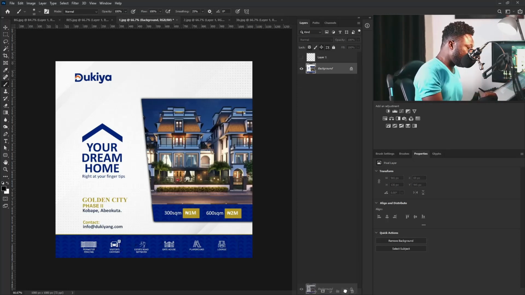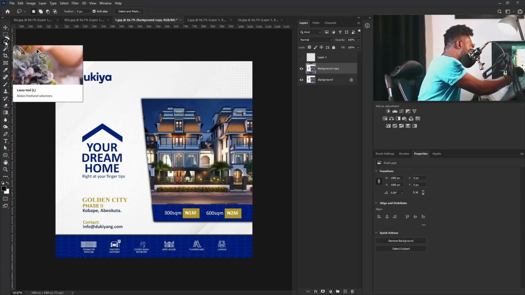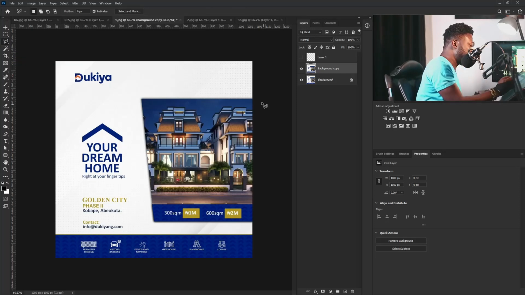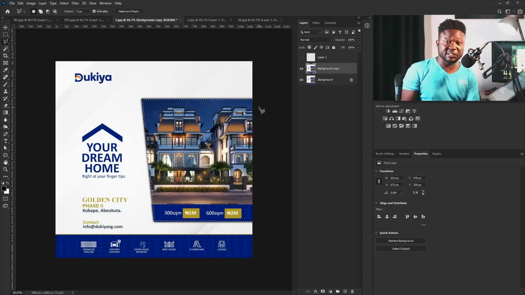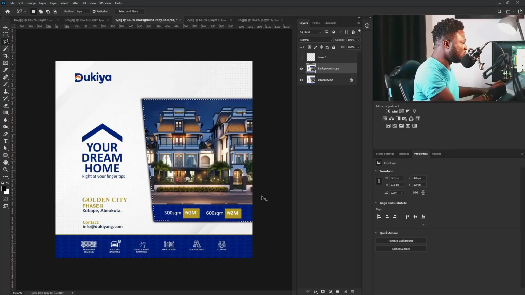Then the other thing that I think this designer needs to work on in his or her next project is the use of shadow the wrong way. Most times we use shadow to create depth. All right. We mostly use it to create distance, okay?